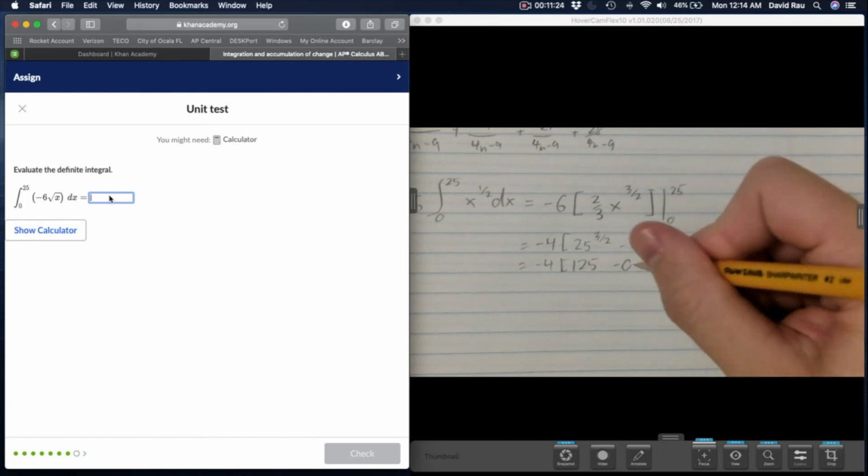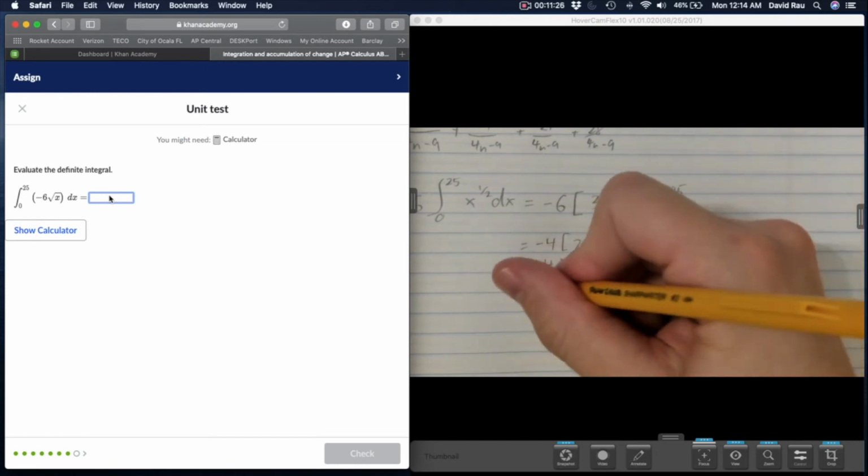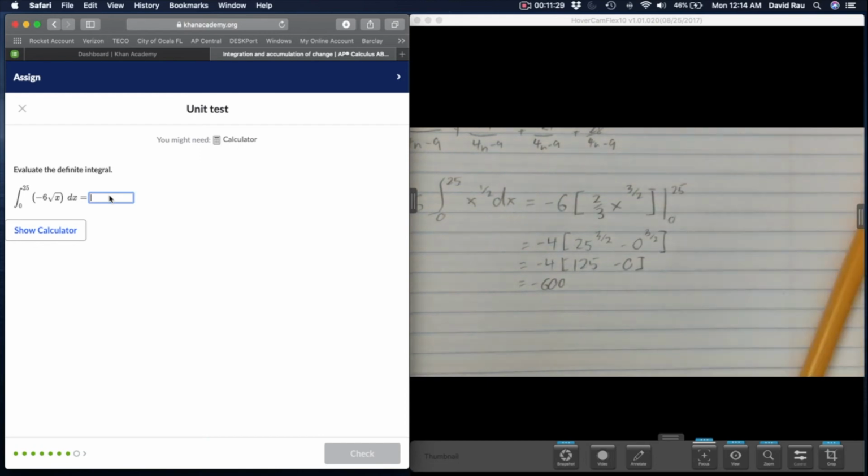And whatever you raise 0 to, it's 0. So it looks like our answer is negative 600.